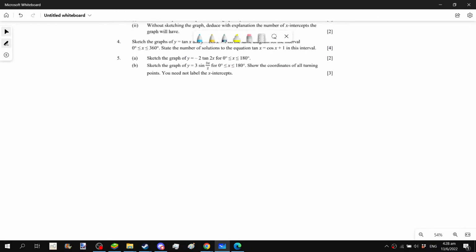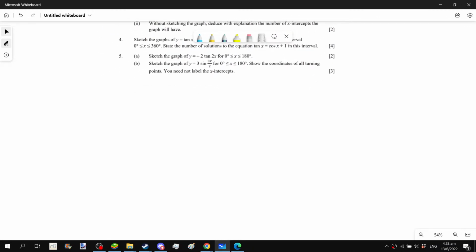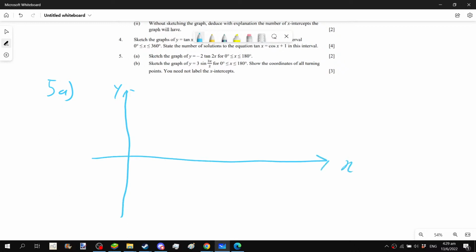Okay, the next problem here then says sketch the graph of blah blah blah and show the coordinates of all turning points for the second part even. So for the first one, let's do that instead. This one is pretty easy, right? We have a tangent graph. It's just that your coefficient is negative. So instead of starting off going upwards, you're going to go downwards, like so.